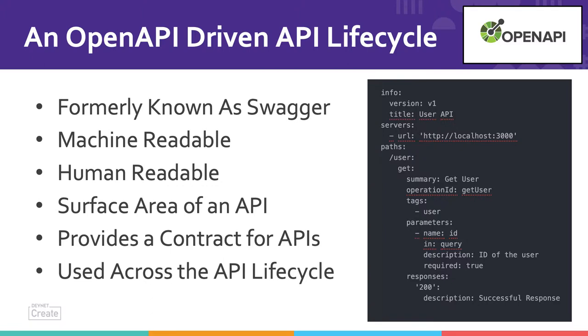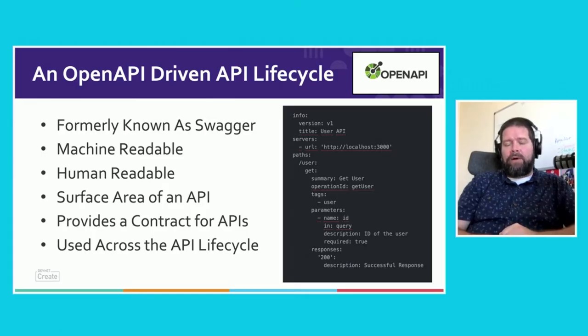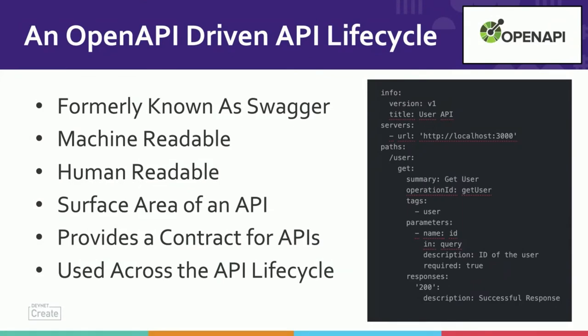So one of the biggest trends, and I would say this is one that has a lot of legs and a lot of deep roots because it's been growing for some time now, but there's a renewed movement right now around the specification, formerly known as Swagger, but the specification now is part of the Linux Foundation and it's called OpenAPI. And OpenAPI is a machine and human readable specification for describing what your API does.